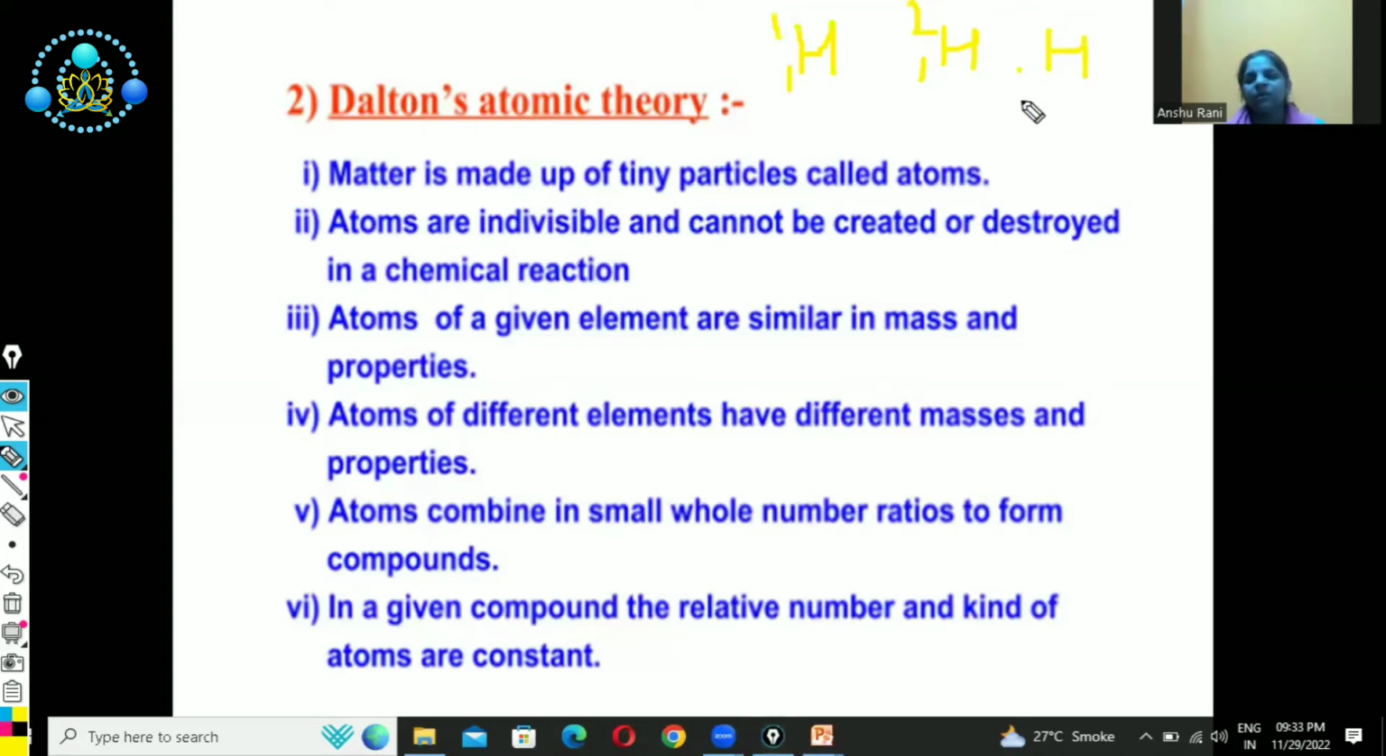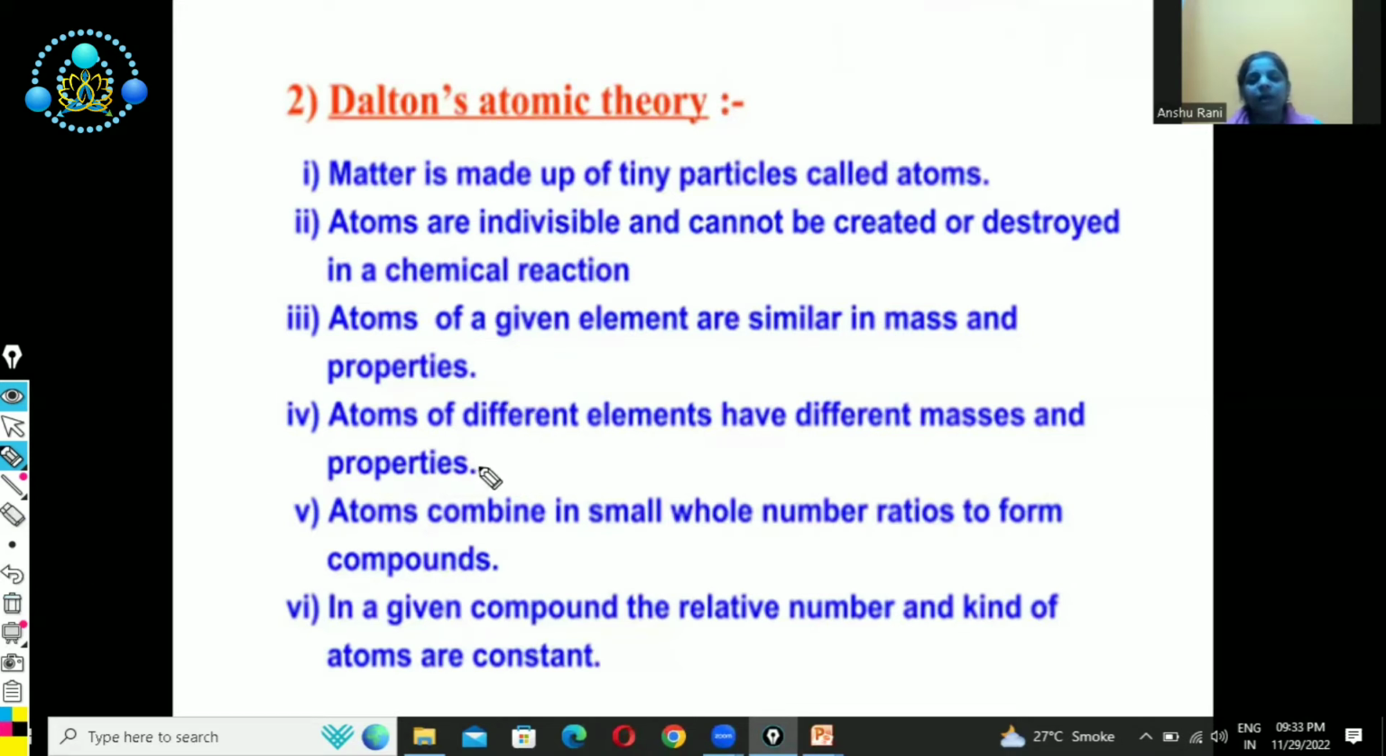These three have the same atomic number, but their mass number is different. As their mass number is different, we can say their very basic property, atomic mass, is different. So again, see this rule: it was saying that similar atoms should have similar mass and properties, but this is an exception to this rule.